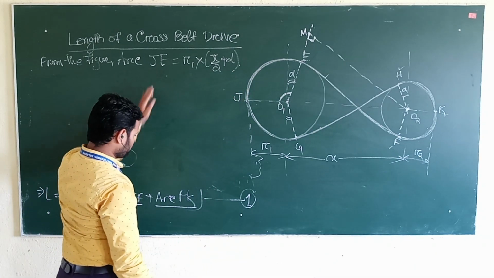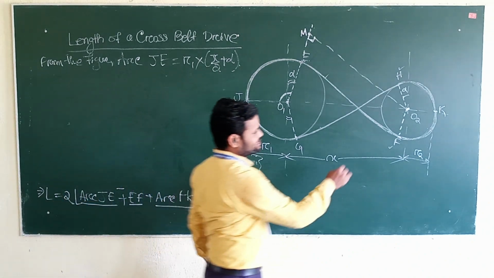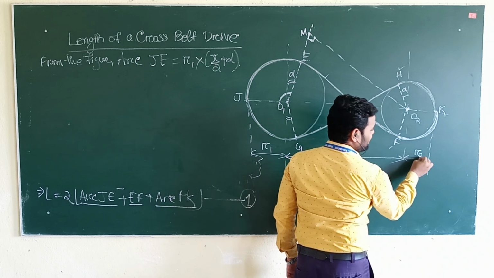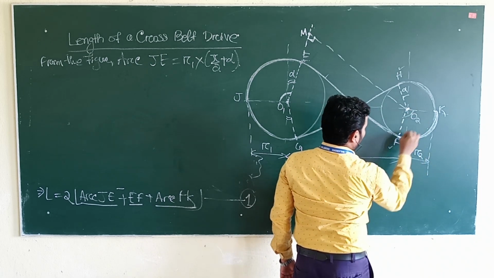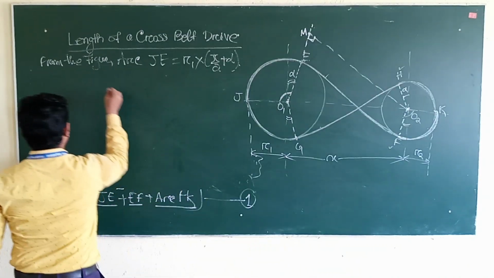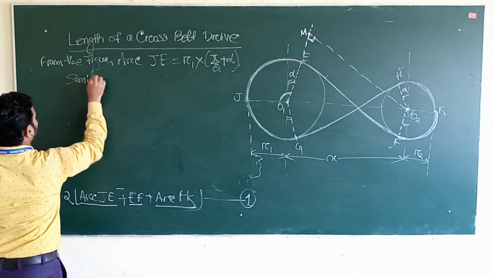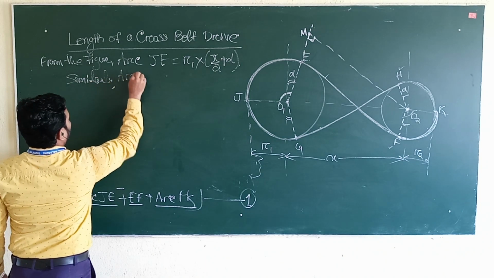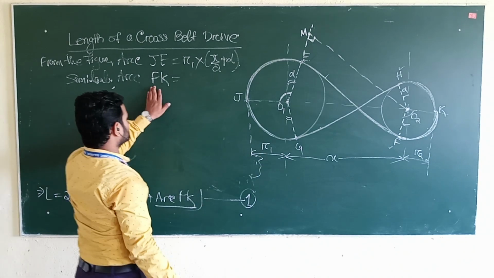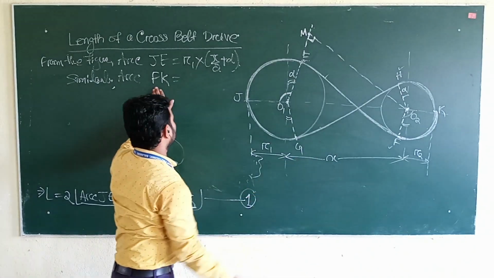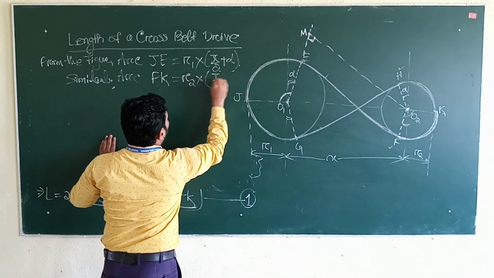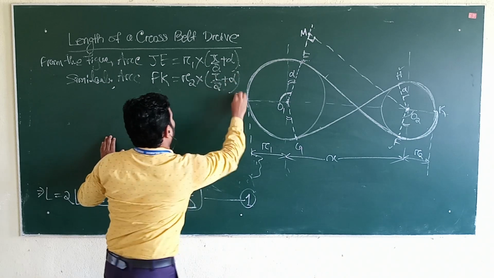Similarly to arc JE, we will calculate arc FK. Here you will see for arc FK, the radius of the smaller pulley is R2 and the angle made by arc FK is similarly 90 plus alpha. So we can write similarly arc FK, in the case of the smaller pulley, equals the radius of the smaller pulley, R2, into the angle, which is pi by 2 plus alpha.